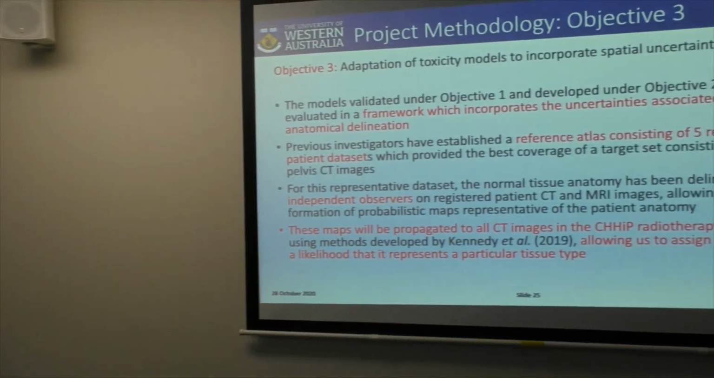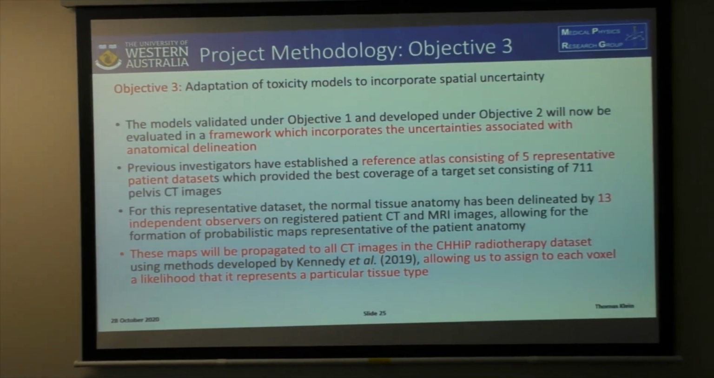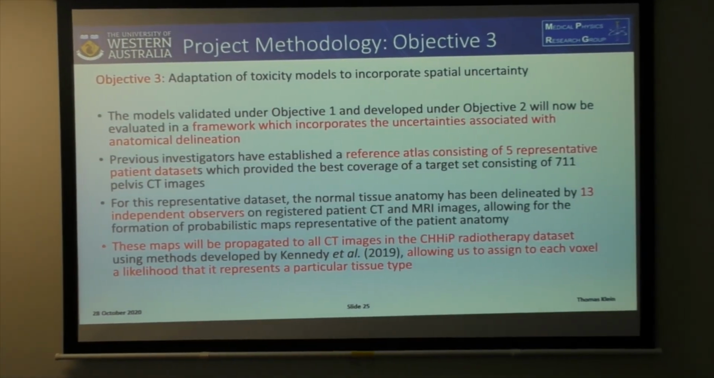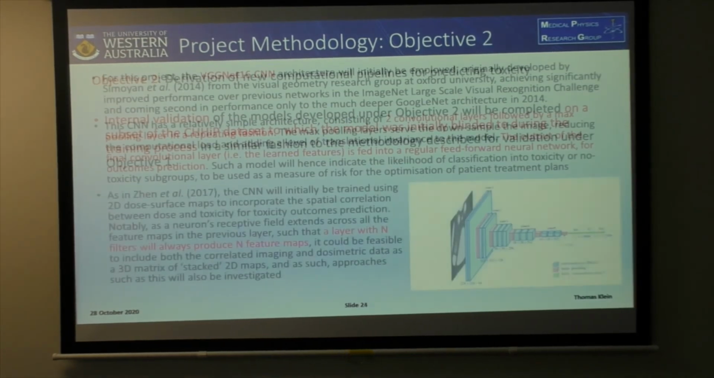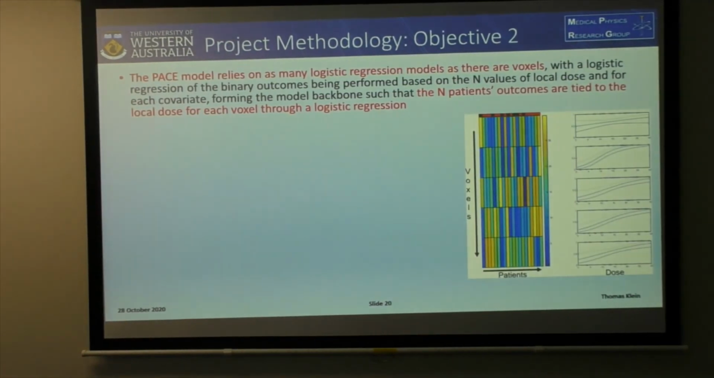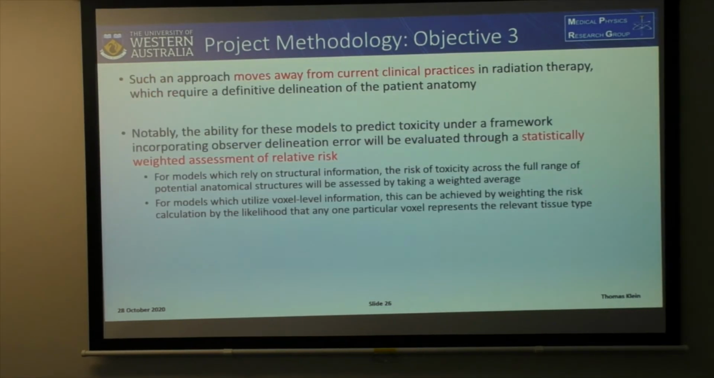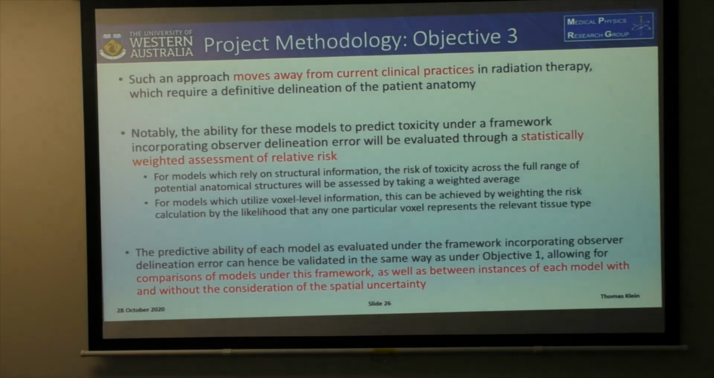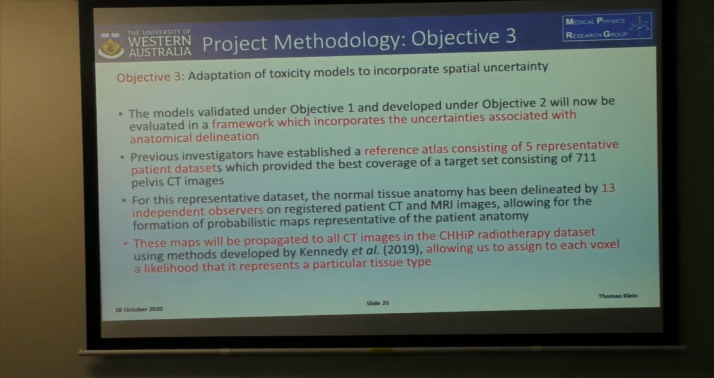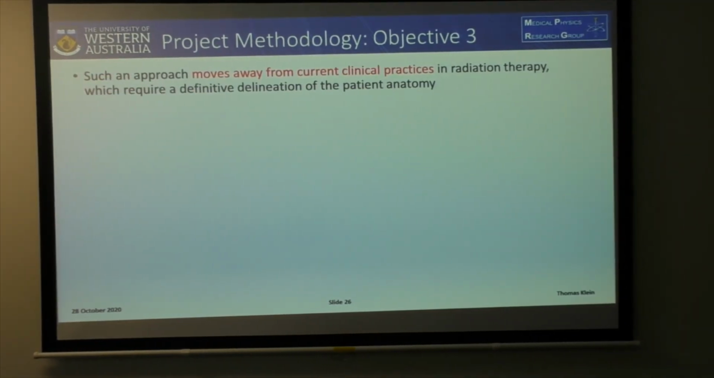Yeah, so you mean this Objective 3, adapting toxicity models for spatial uncertainty? No, I think it's further down. No, it's around slide 27 or something like that. Slide 27. Yeah, that one. Go back. Yeah. "Moves away from current practice which requires definitive delineation of patient anatomy." Yeah, so that was for Objective 3.